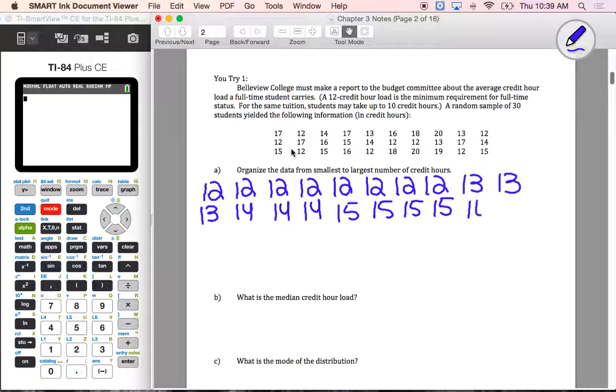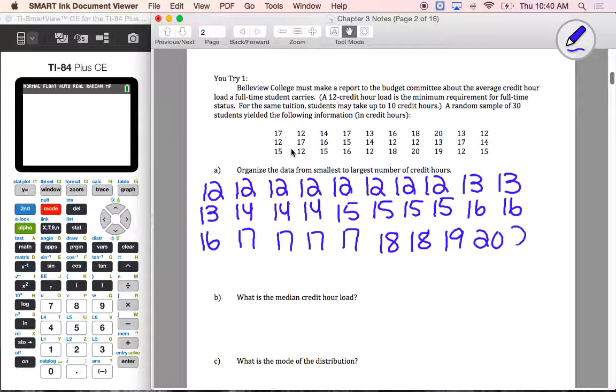I've got 16, 16, 16, 4 17s, 2 18s, 19, 20, and 20.